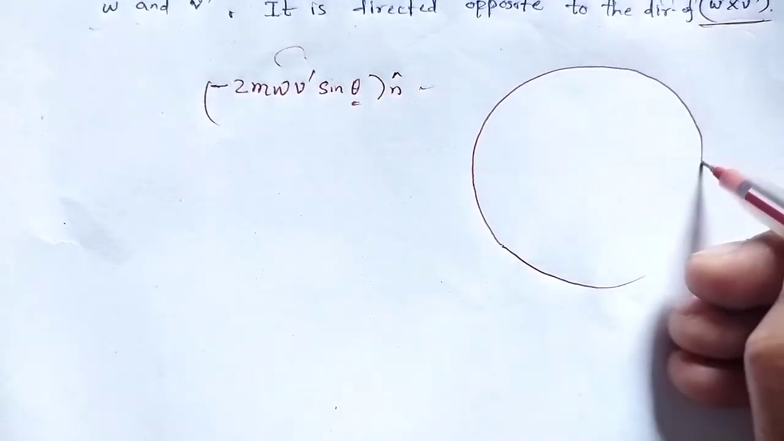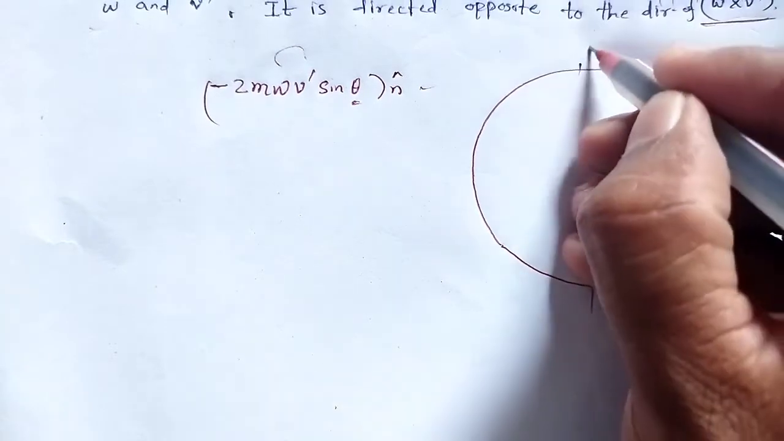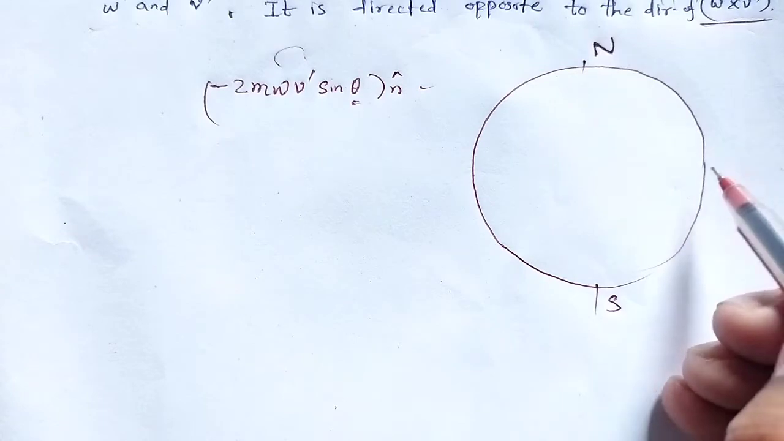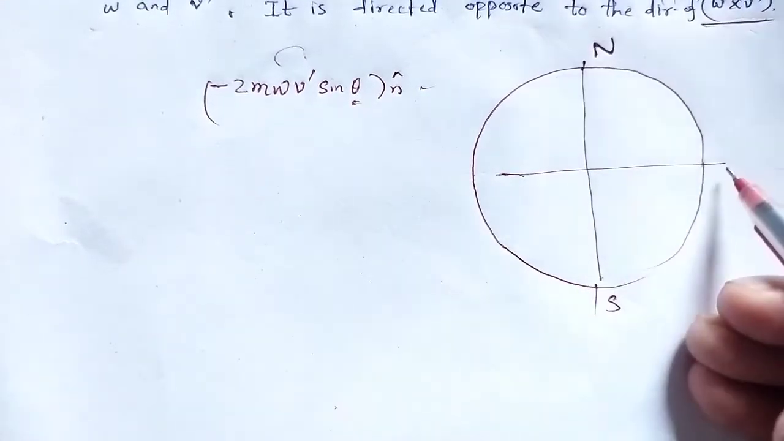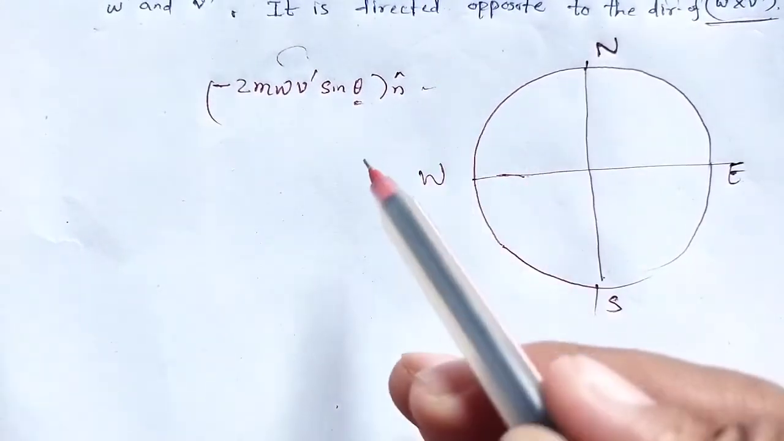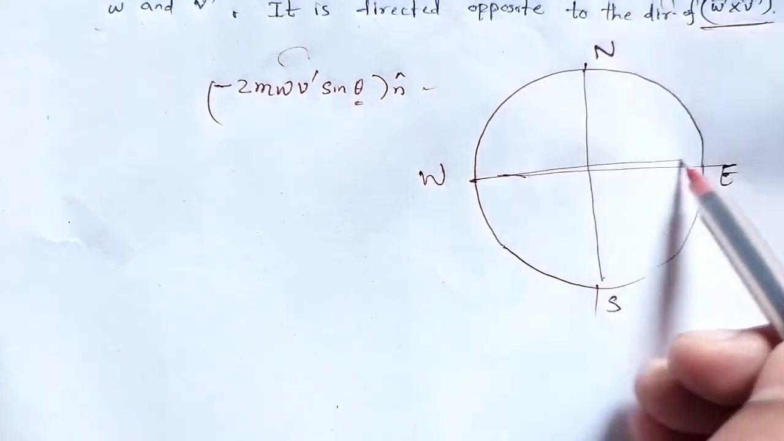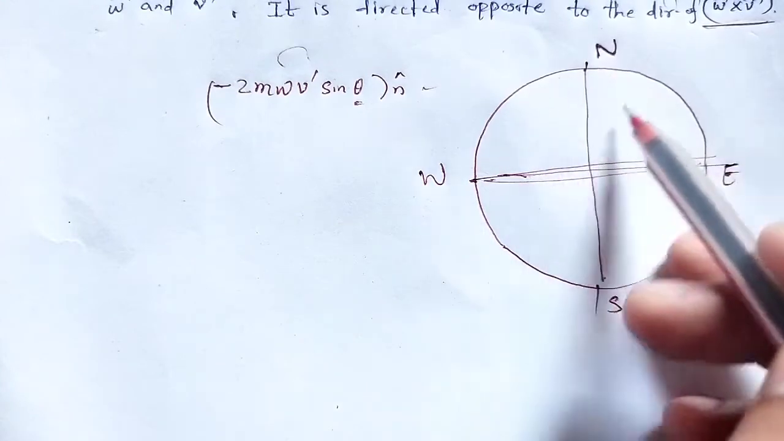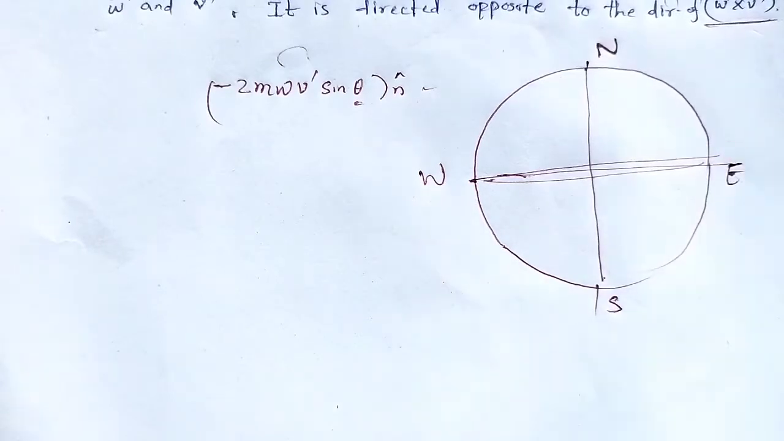Considering the earth, this is the south pole and let this be the north pole. According to our direction purpose, we use east and west. The portions above the equator form the northern hemisphere, and the portions below the equator form the southern hemisphere.